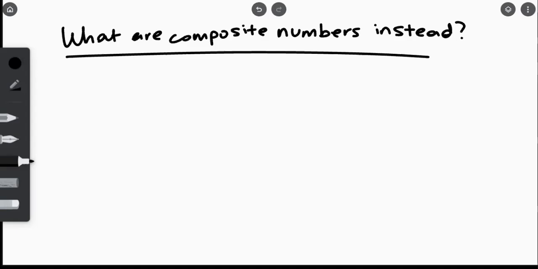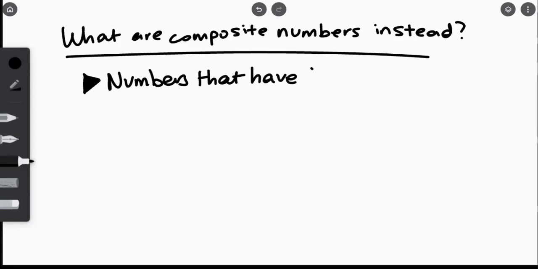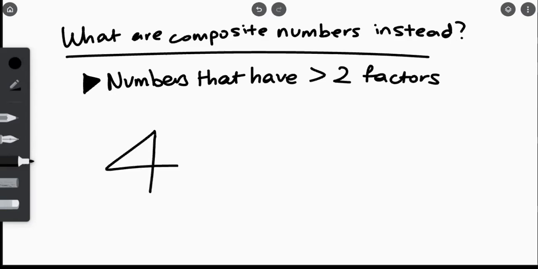Okay, sorry about that. So what are composite numbers instead? Some of y'all with very sharp eyesight already saw this just now, but let me refresh again. Basically, they are numbers that have more than 2 factors. For example, take the number 4. Pretty simple, right? 4 has 2 factors.